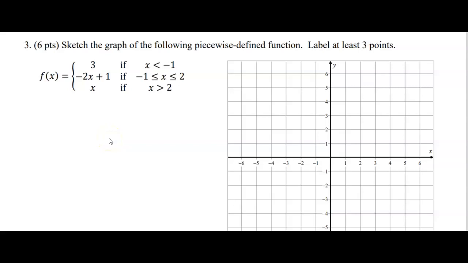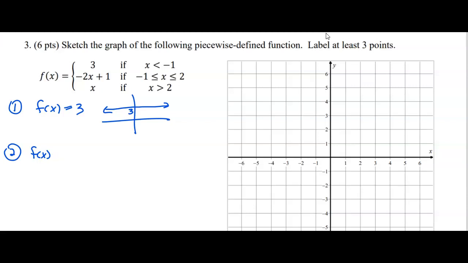Here we are to sketch the graph of a piecewise-defined function and label at least 3 points. So we're basically having 3 different functions put together in a piecewise fashion. The first one is f of x equals 3. Now that is just y equals 3, so it's a horizontal line. Let me start by just graphing the basic functions that they are giving us.